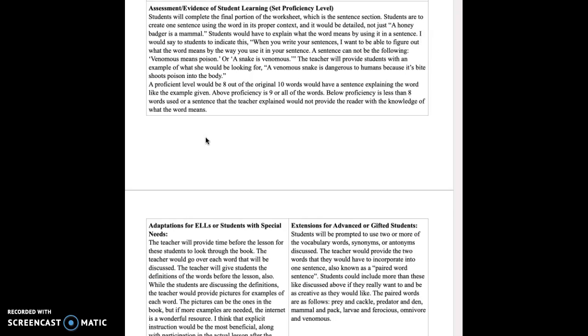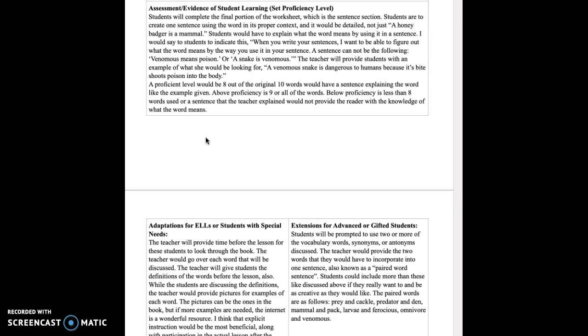So my example here using those words, a venomous snake is dangerous to humans because its bite shoots poison into the body. So I explained why it's venomous, and I explained really what venomous means. It's poisonous to us because of the poison that the snake has in its bite.